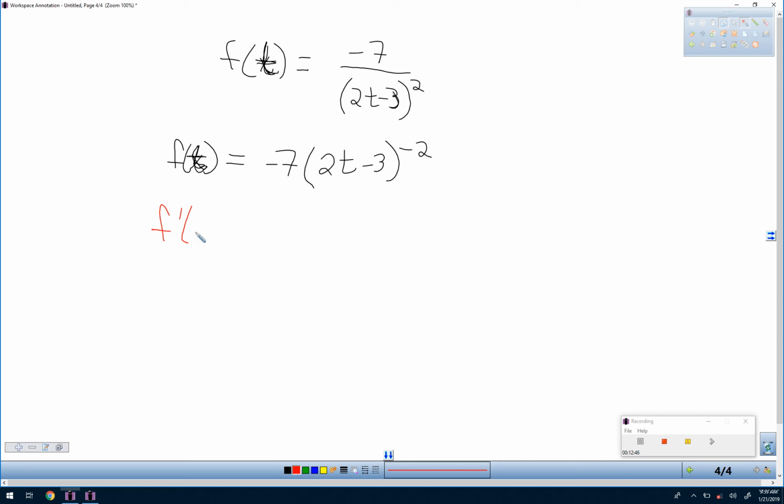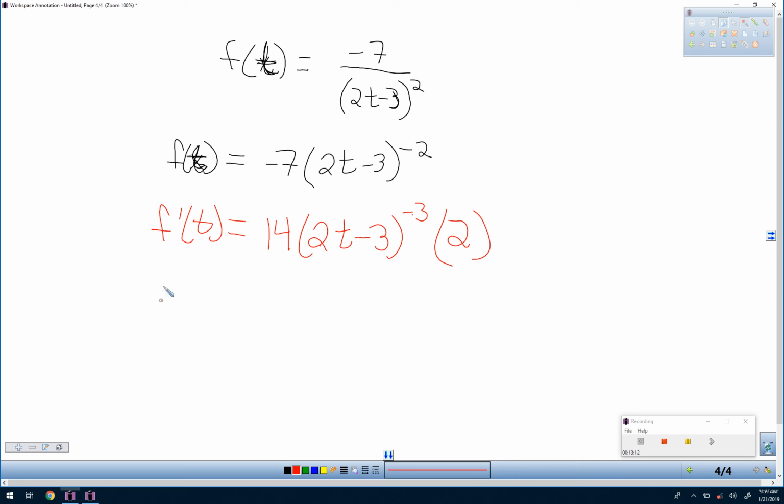So the derivative of this, and keep in mind that negative 7 in front is just a coefficient. So the derivative of this would be the derivative of the outer function, which is that power, negative 2. So negative 2 times negative 7, that would be 14. Keep the inner function alone. Subtract 1, so that gives me negative 3. Now go back and take the derivative of the inside function. The derivative of the inside, 2t minus 3, would be just 2.